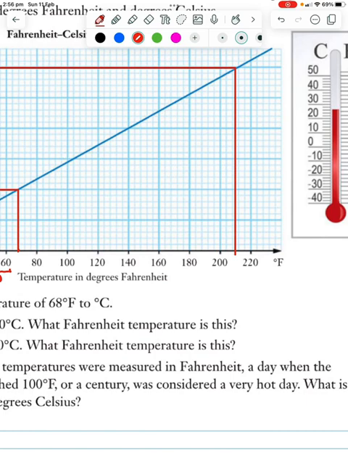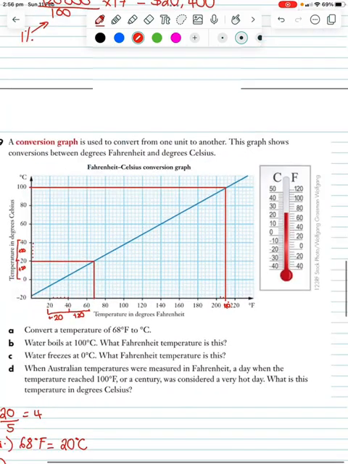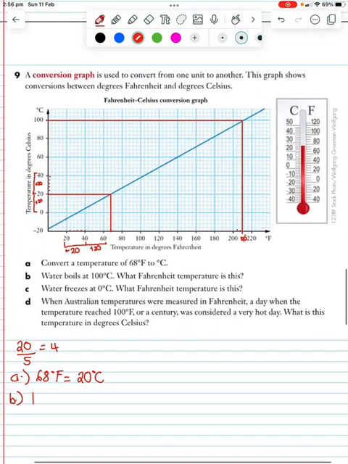So remember, we're going up by 4, so it's kind of in a half there. So it's going to be 200, 204, 208. I would say that's 210 there, because we're a little bit in between those two lines. So I would say 100 degrees Celsius is equal to 210 degrees Fahrenheit.